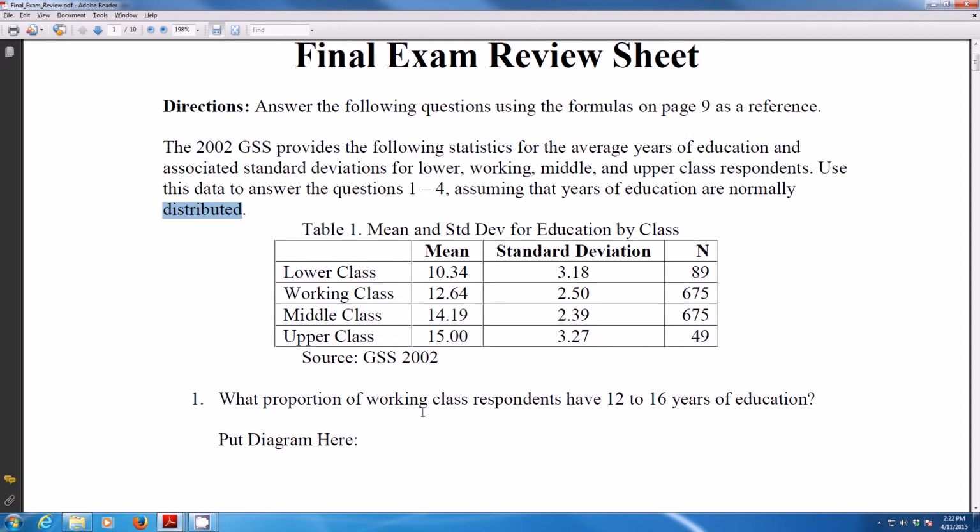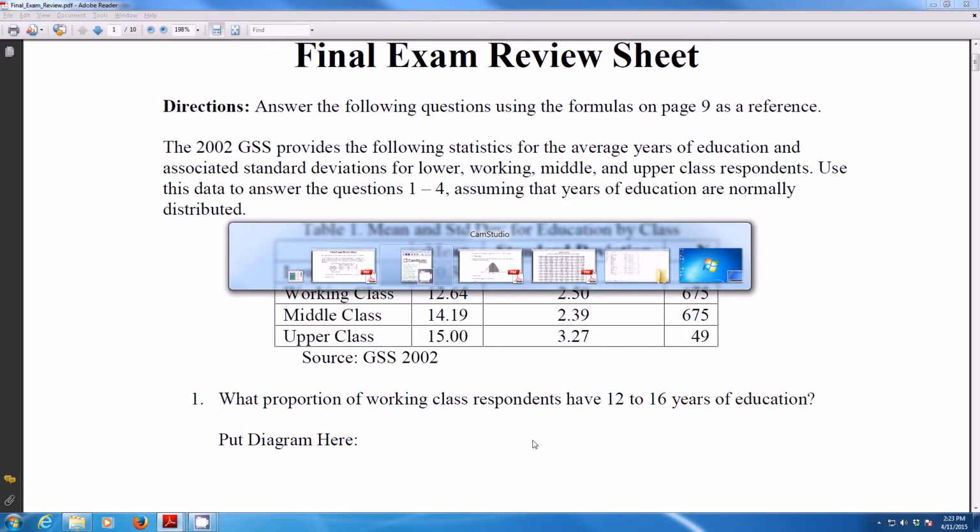So the first question basically says, what's the proportion of working class respondents that have between 12 and 16 years of education? Well, from the table, we can see that the working class people have, on average, 12.64 years of education with a standard deviation of 2.5 years. And so we're looking for some area below the mean and some area above the mean. And we want basically the interior area. So in each case, we want the area between the mean and the z-score.